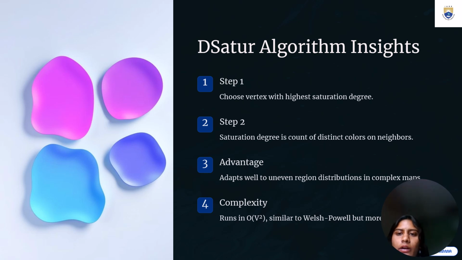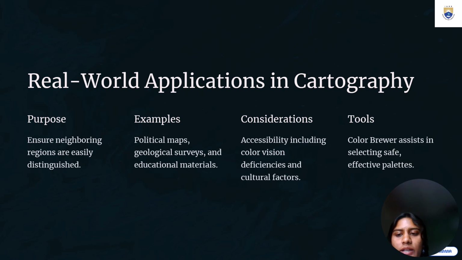In the previous slide, we learned about the greedy, Welsh-Powell, and DSatur algorithms for map coloring. Next, we are going to see real-world applications in cartography. Now, why do we care about map coloring? In cartography, real-world map making, it is essential to make regions easy to distinguish. Political maps, geological surveys, and even school atlases use this principle. And there are real challenges, like making sure that maps are accessible for colorblind people or respectful of the cultural meaning of colors. There is a tool called ColorBrewer that helps choose effective, accessible palettes.